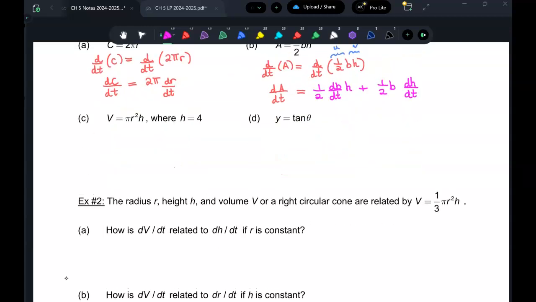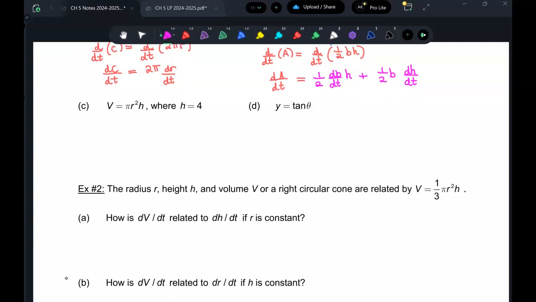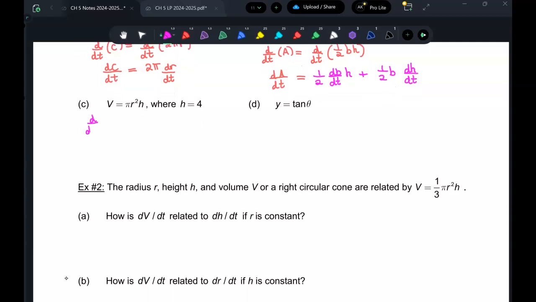This is just to have practice with taking the derivative with respect to t of both sides. It's just a starting point. So here, let's try the next one. d dt of V. This says pi r squared h, where h is equal to 4. So that'll be 4 pi r squared.